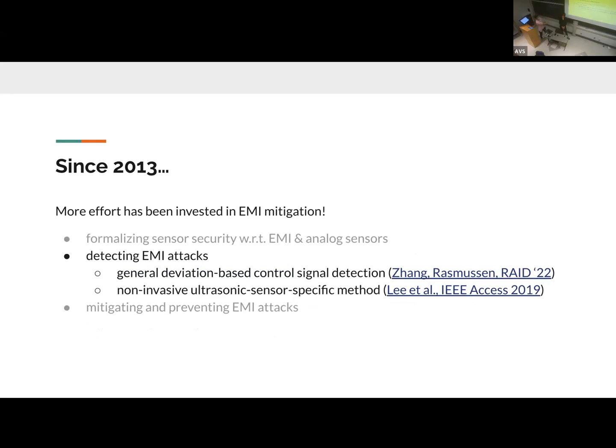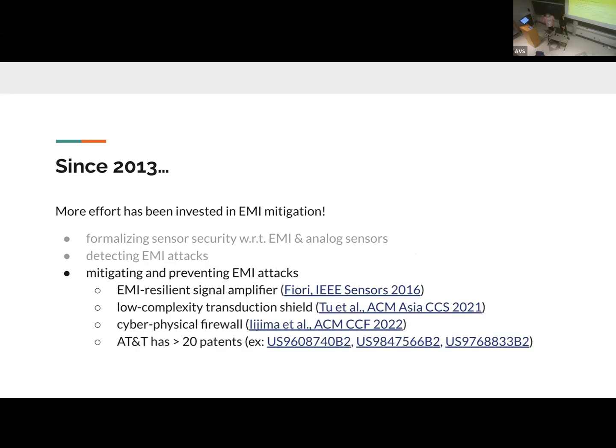Another option for ultrasonic sensors is something that Lee et al. proposed in 2019 in IEEE Access. Finally, once we know how to detect them, we can try to mitigate or prevent these attacks.